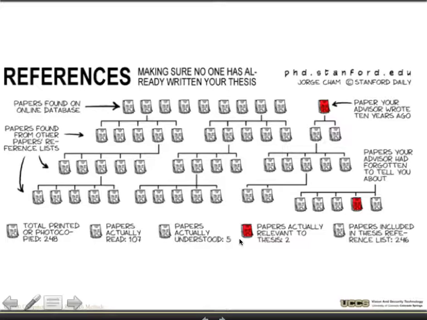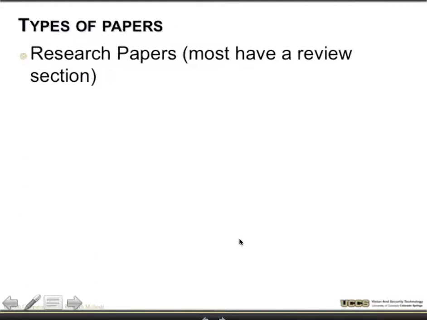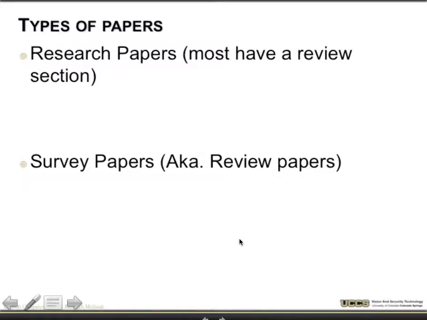So as we go through papers, we're going to actually talk about 2 different things, although we'll talk about both of them today. If we look at the types of papers, by far the majority of those are research papers, although most of those will have a literature review section or related work section, so what we're going to talk about for the review is still relevant. There's another important category of papers called survey papers, also called review papers.